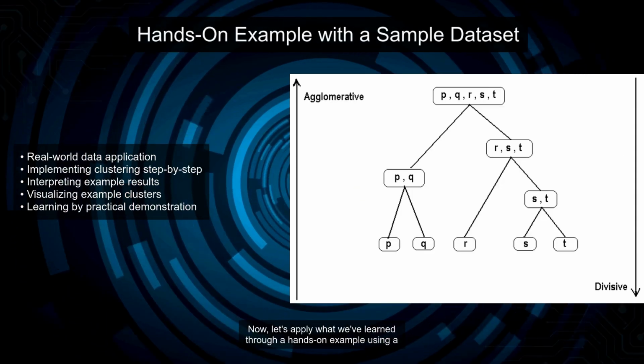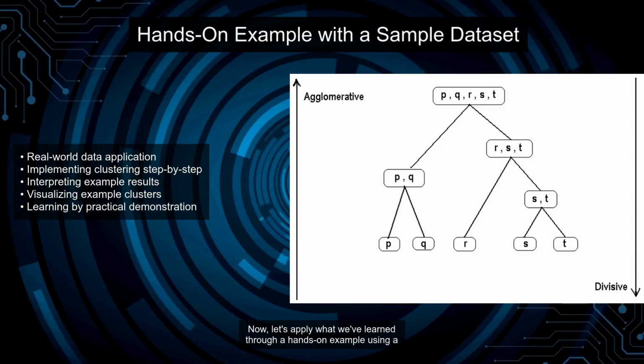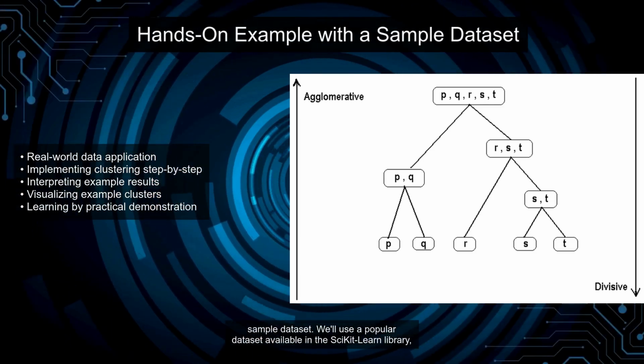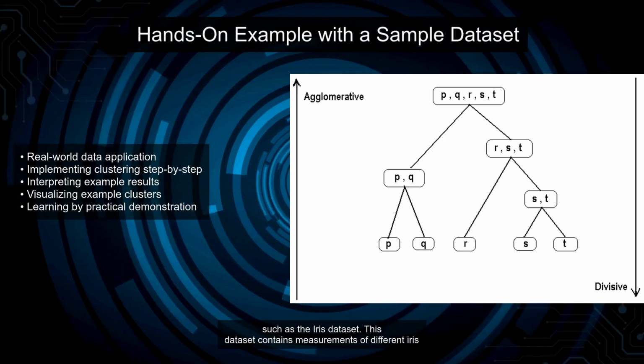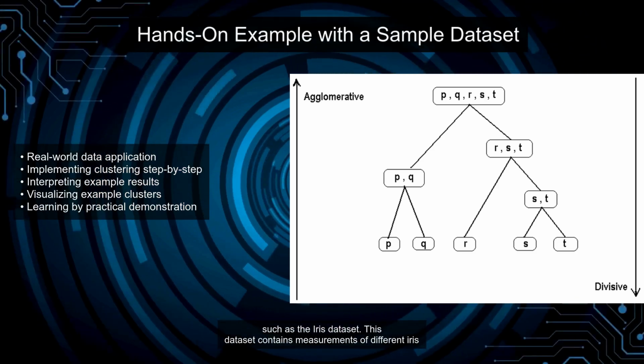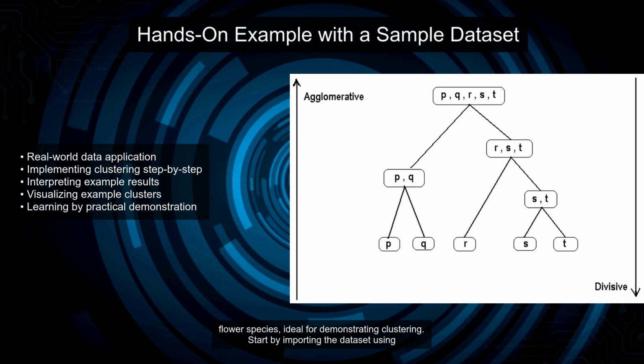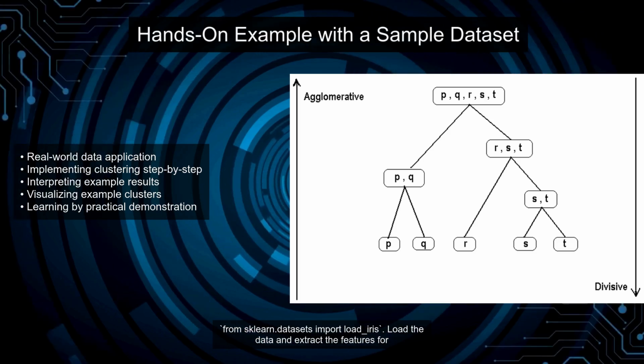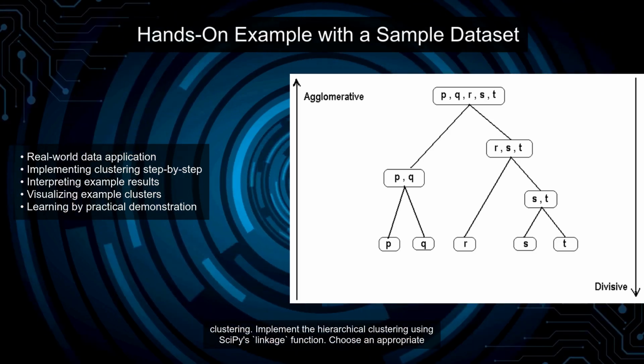Now, let's apply what we've learned through a hands-on example using a sample dataset. We'll use a popular dataset available in the scikit-learn library, such as the iris dataset. This dataset contains measurements of different iris flower species, ideal for demonstrating clustering. Start by importing the dataset using from sklearn.datasets import load_iris. Load the data and extract the features for clustering.